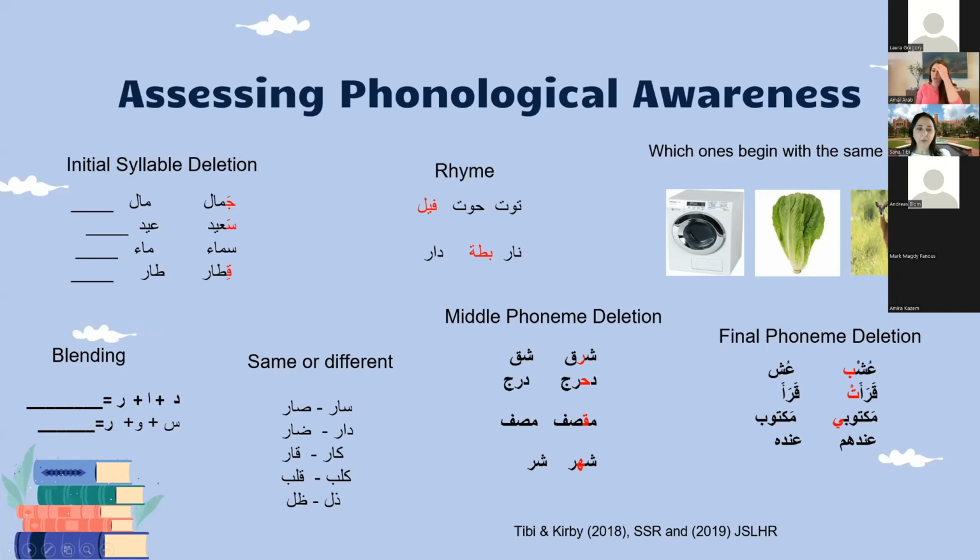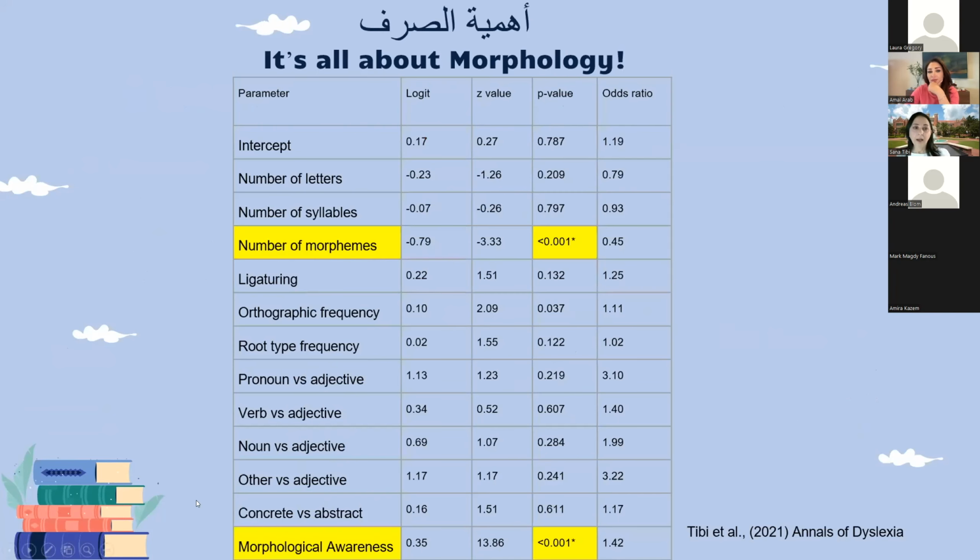But there are some things that we do not see with assessing phonological awareness. The schools in the West, for example, maybe do not focus a lot on how some words that are written almost the same are different. For example, sar and sar, both of these words have different beginnings. And this study was published in 2021.